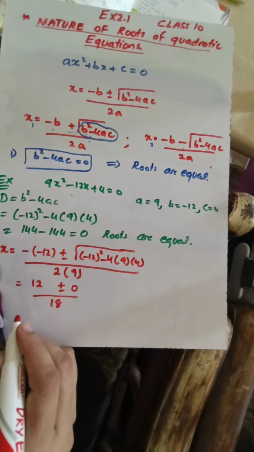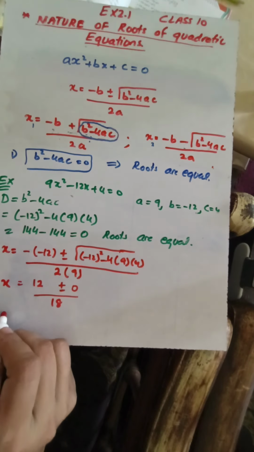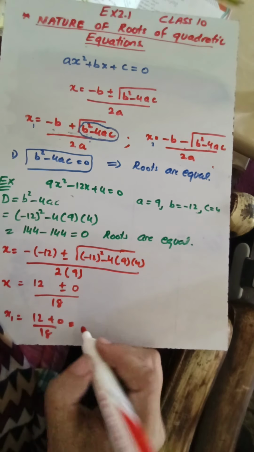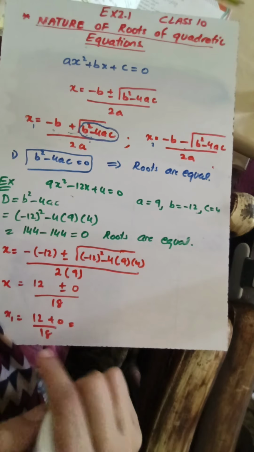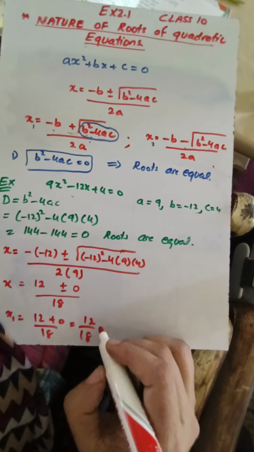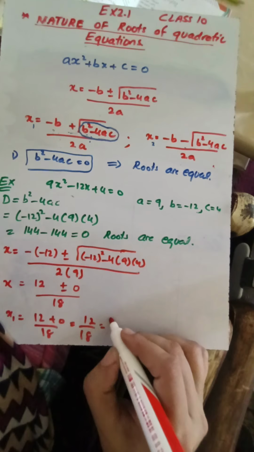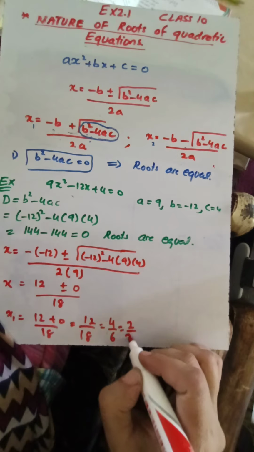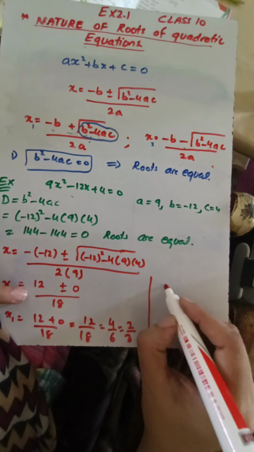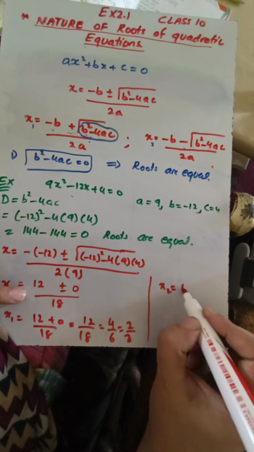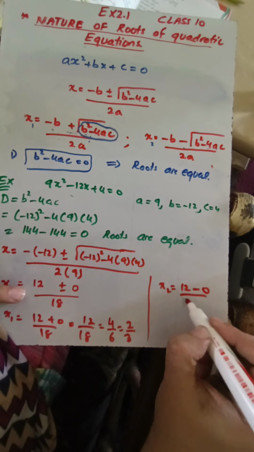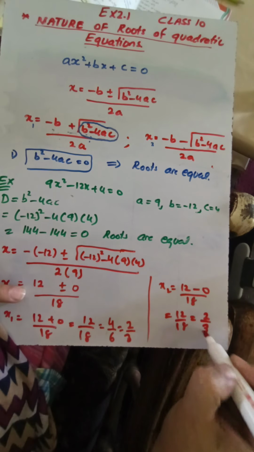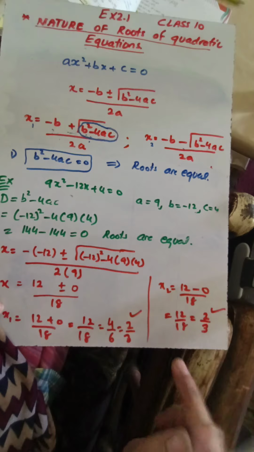So the two roots will be: the first one will be 12 plus 0 over 18, which is equal to 12 by 18, and if we simplify it by 3, this will be 4 by 6, which will be 2 by 3. Similarly, the second root will be 12 minus 0, which is again going to be 12 by 18 and 2 by 3. So as you may see, we are getting the same number.